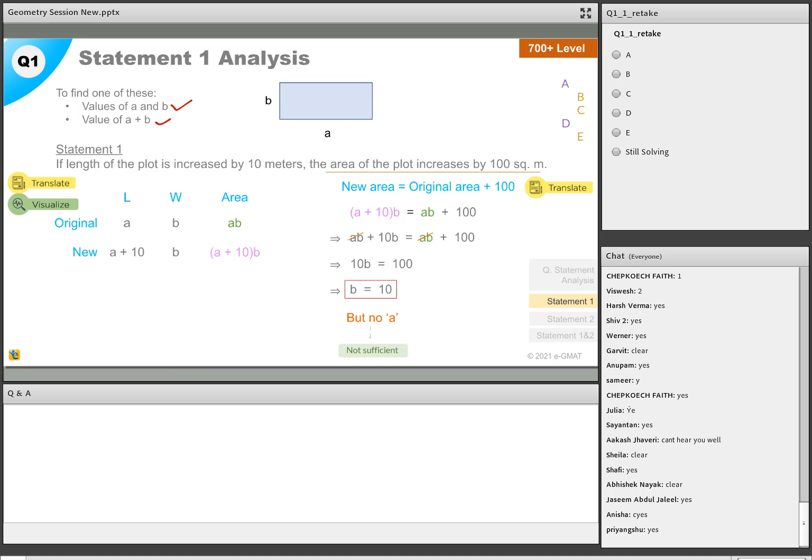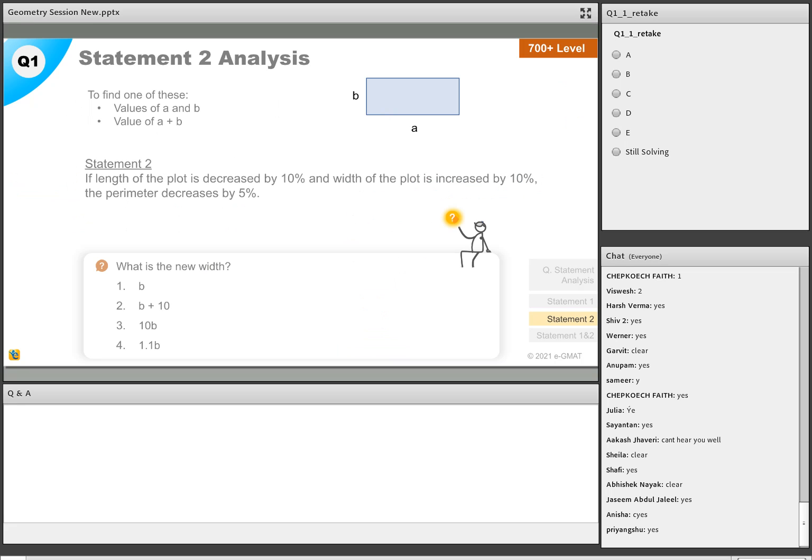Okay, so let's move ahead to the second statement's analysis. Now, what does the second statement tell me? It tells me that if the length of the plot is decreased by 10% and the width of the plot is increased by 10%, the entire perimeter decreases by 5%. Okay, so if the length of the plot is decreased by 10% and the width is increased by 10%, which of the 4 options do you think is true?